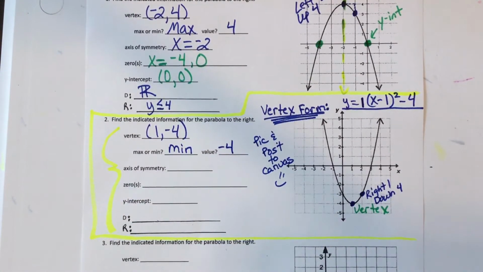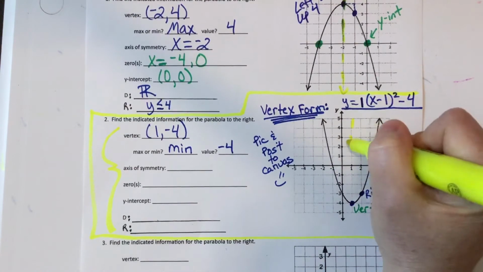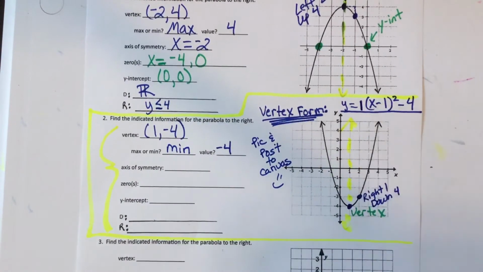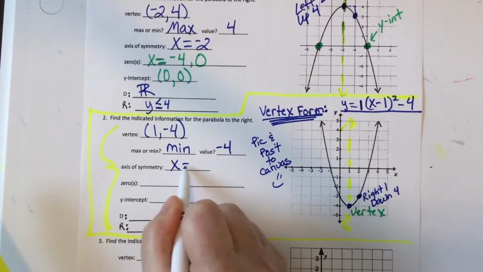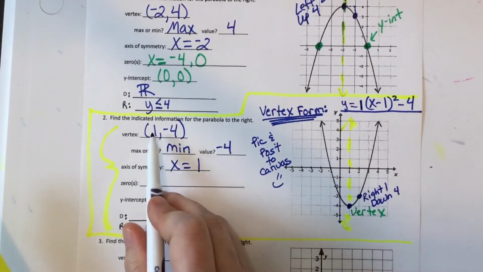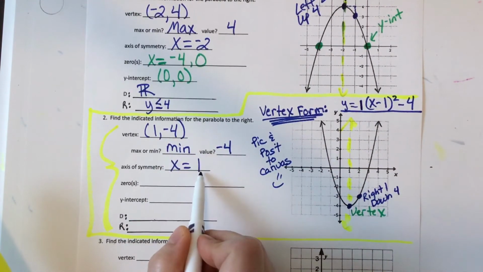Your axis of symmetry is the vertical line that splits that parabola in half. Remember, all vertical lines are x equals. So it's going to be x equals, and your x is 1 everywhere here. Remember, it's always going to be the same as the x value of your vertex.